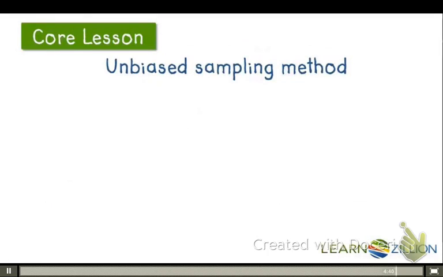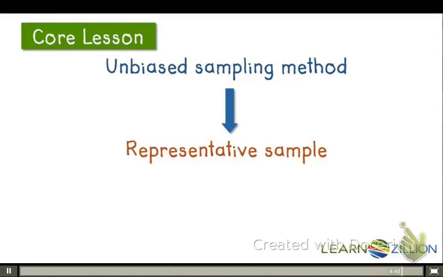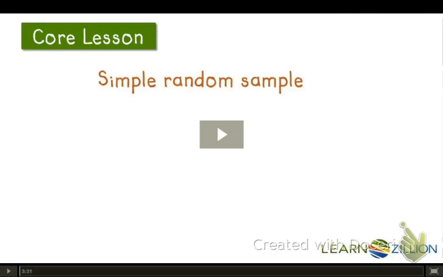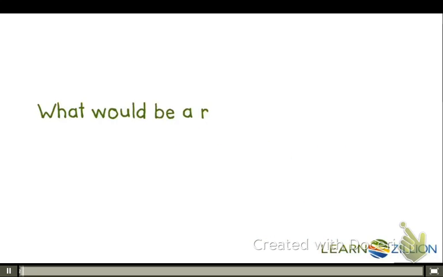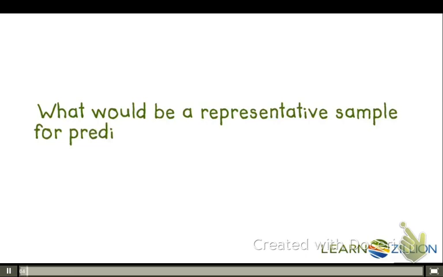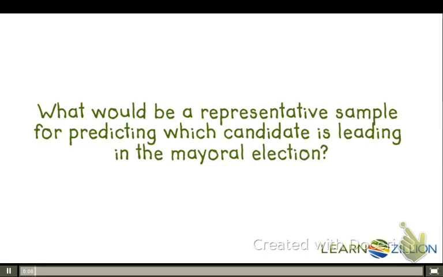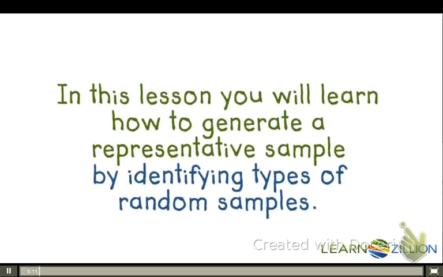To review, an unbiased sampling method will lead you to a representative sample, which you can then use to make a valid inference about the entire population. In this lesson, what would be a representative sample for predicting which candidate is leading in the mayoral election? In this lesson, you will learn how to generate a representative sample by identifying types of random samples.